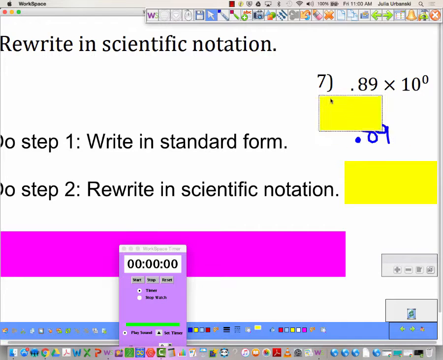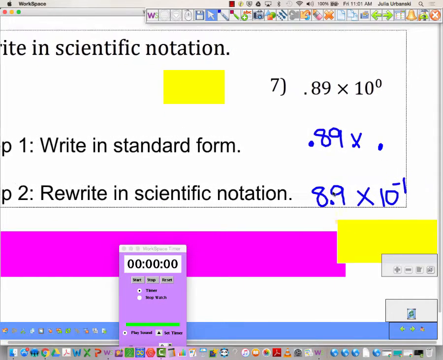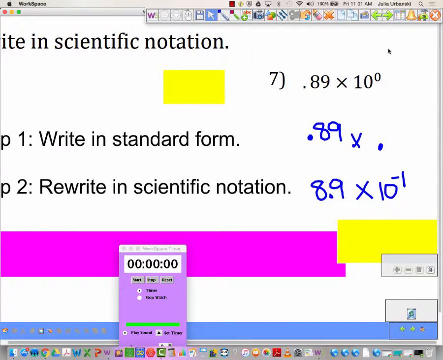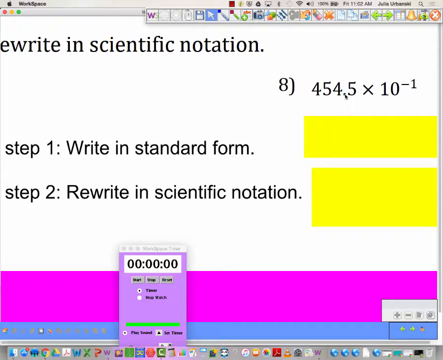It goes nowhere. 0.89. No, it's 0.89, because it's 10 to the 0. No right, no left. Here is your new decimal. What's it become? 8.9 times 10 to what now? Negative 1.